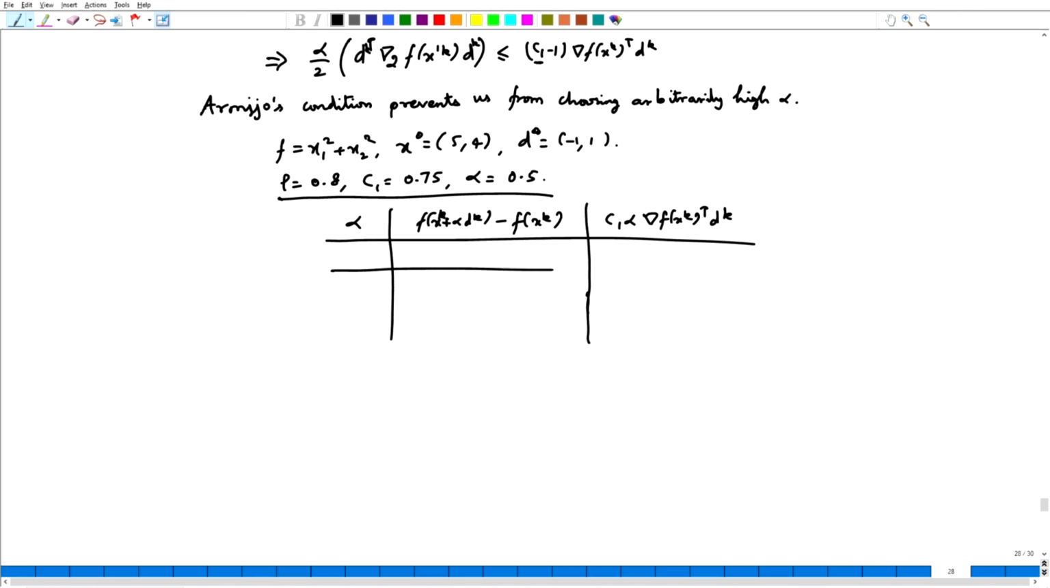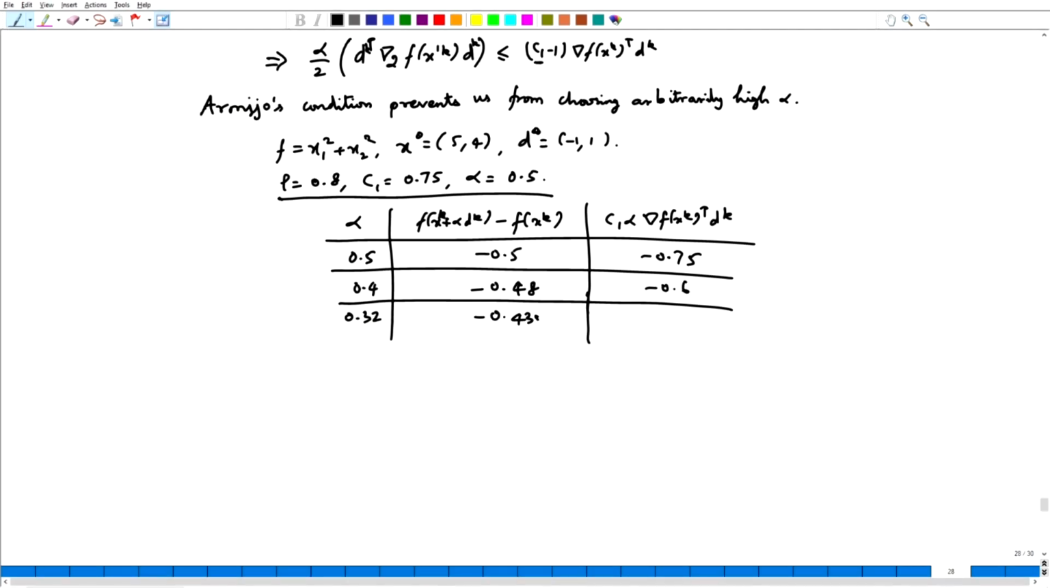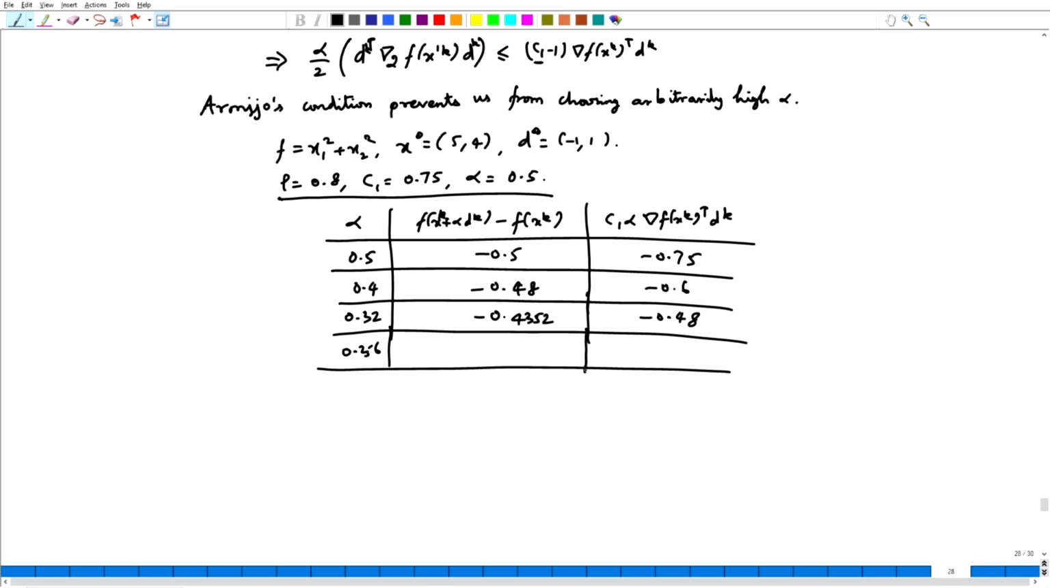Okay. So, if you recall, this is minus 0.5, minus 0.75, this was 0.4, minus 0.48 and this is minus 0.6 and then you have 0.32, here it was minus 0.4352 and minus 0.48 and it was 0.256 at the end. Here it was 3809 and this was 3840.